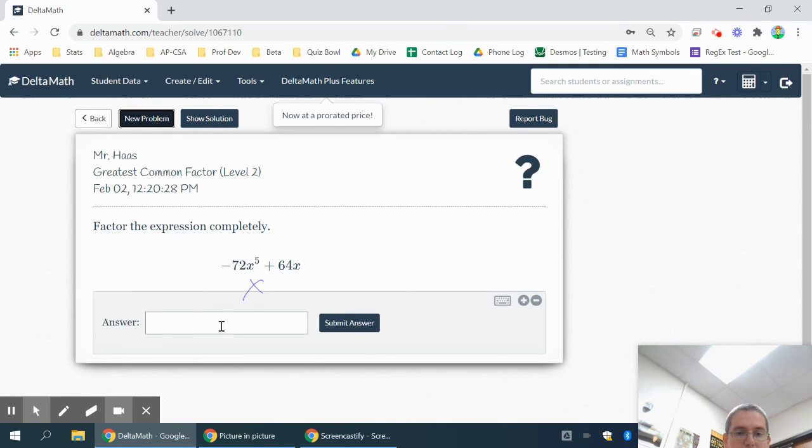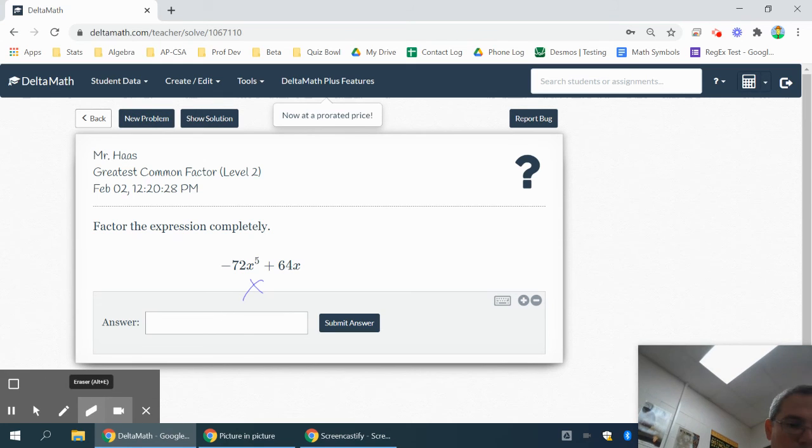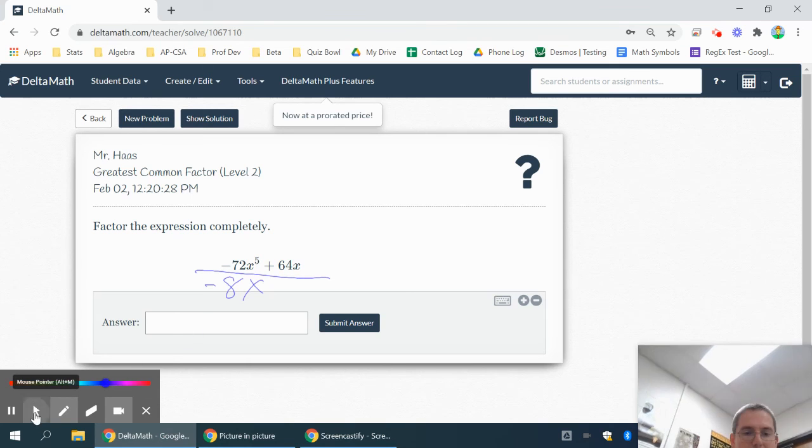On this one, if you start with a negative number, it's a great idea to go ahead and divide out that negative number. So when I'm dividing this out, I'm going to divide by a negative, let's see, I believe 8 will go into both of those. So negative 8x is what I'm going to divide by. So I will write my negative 8x in front.